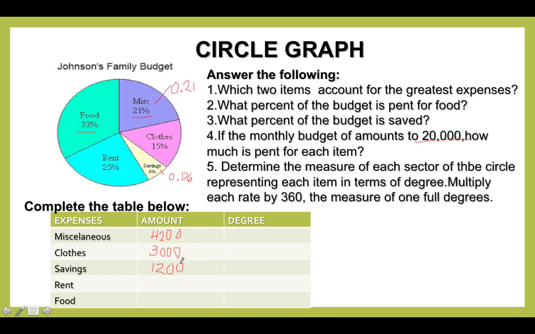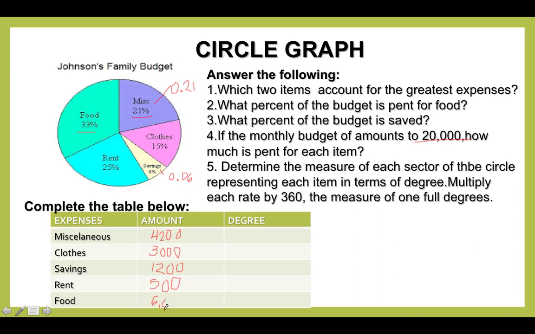Sa rent is, nasan? 25%. So that is 20,000 times 0.25. That's 5,000. So sa renta, 5,000 yung gastos nila. Okay? And finally, for the food, that's 33%. So, 20,000 times 0.33. So, 6,600 yung total expenses nila.